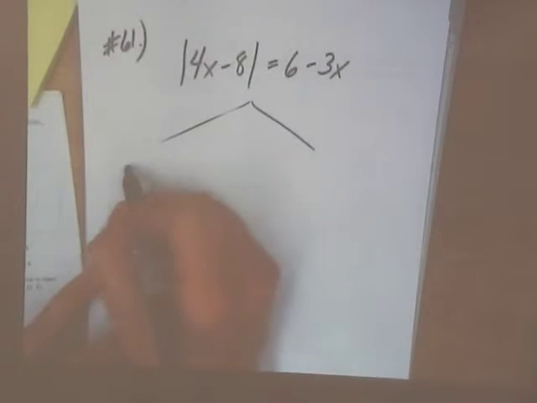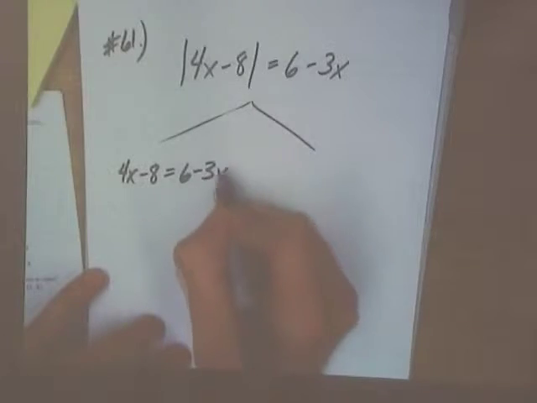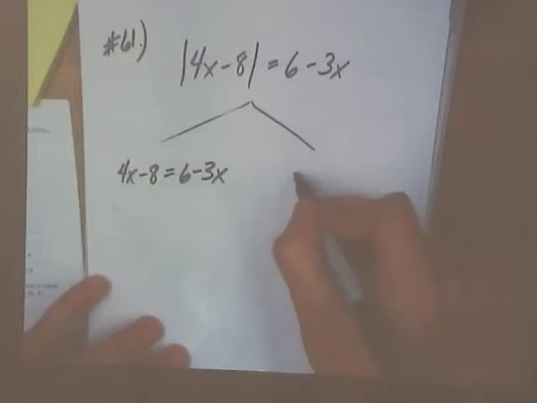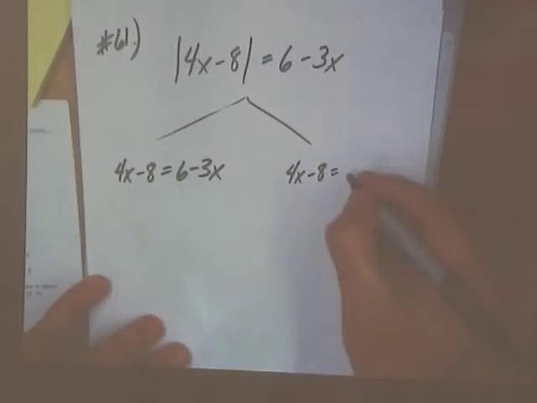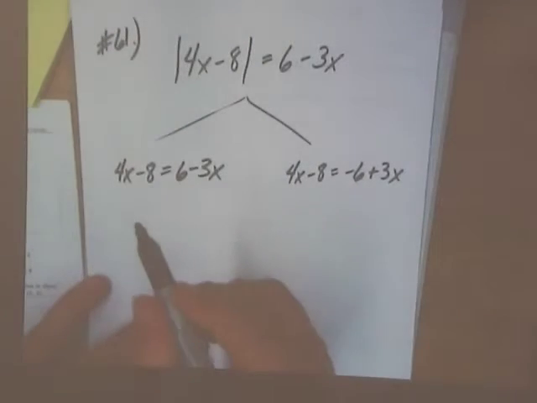All right, the absolute value is isolated on the left. We'll stop after this one. So now we've got to make the 2 equations. First equation is the exact same, we've got the absolute value. The second equation, the left-hand side is going to stay the same, 4x minus 8. And then you take the opposite of the right-hand side, so it'll be negative 6 plus 3x. Solve them individually.